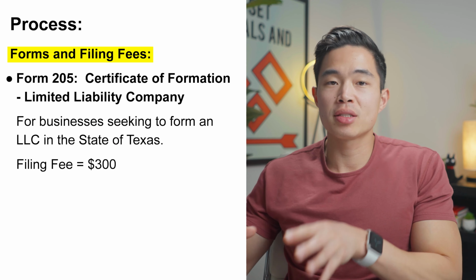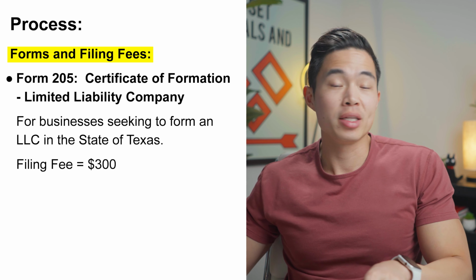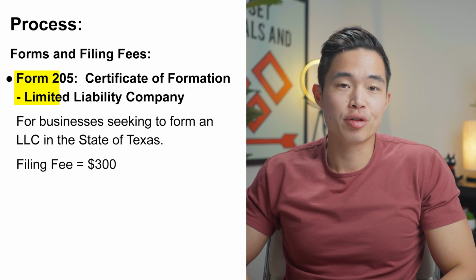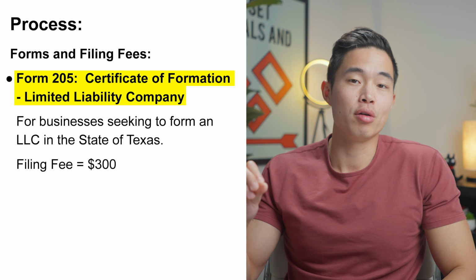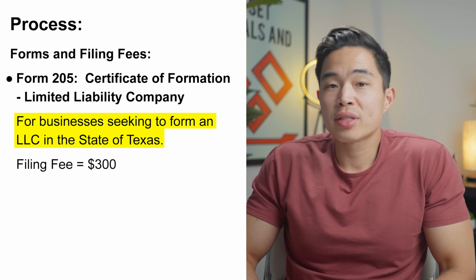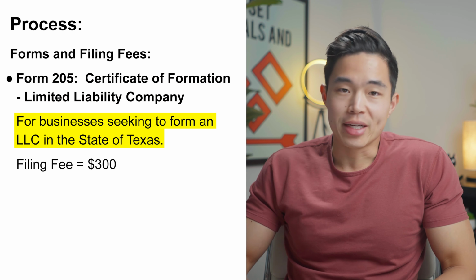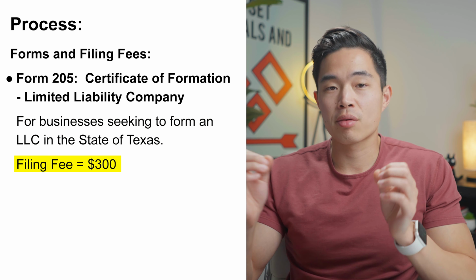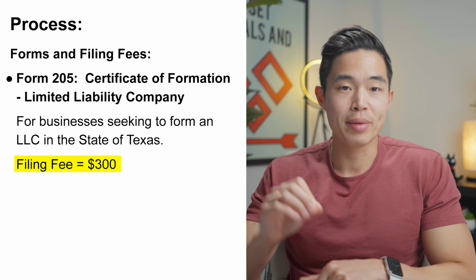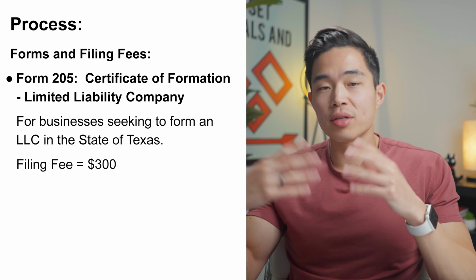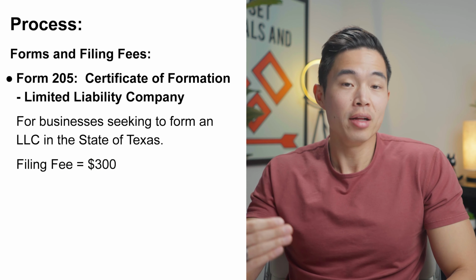Now, when it comes to the process of doing this, there are a couple of forms that you will need to know and to fill out. There's form 205. This is the certificate of formation form, and it's for businesses that are seeking to form an LLC in Texas, basically. The filing fee for this form is $300 at the time this video was made, and that is a mandatory fee. Most of you watching this video will probably be filing this form.